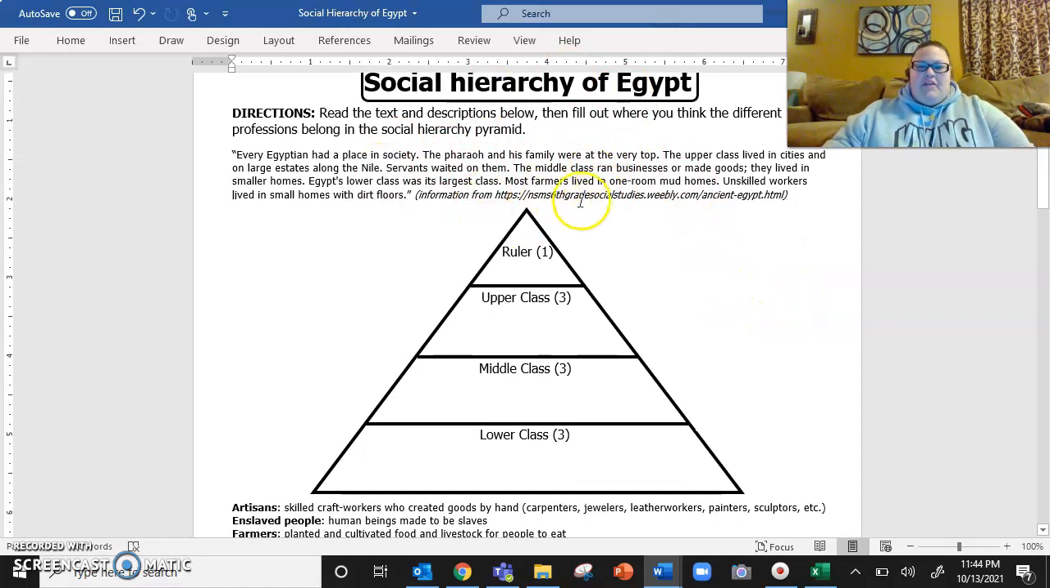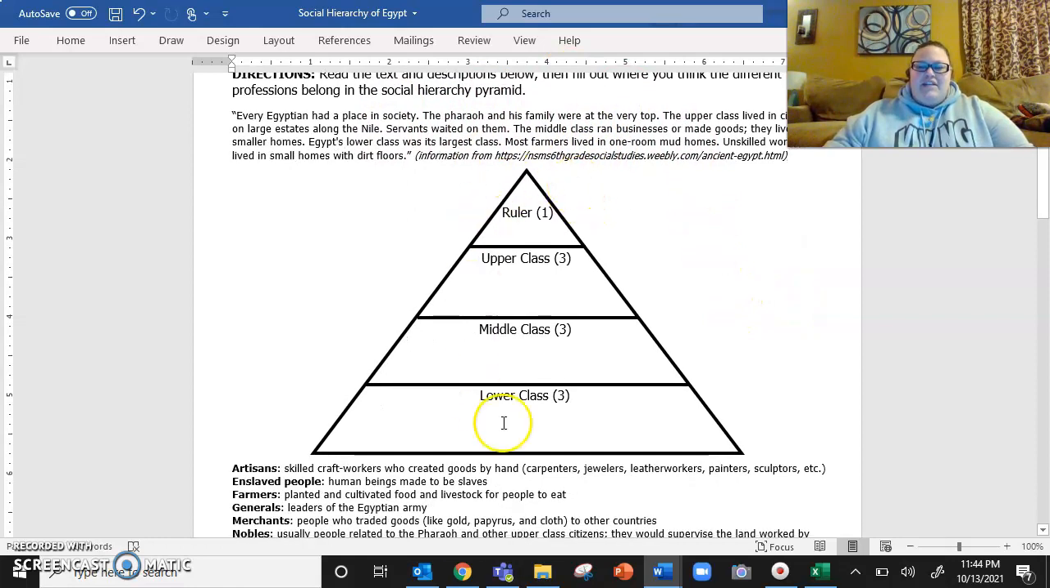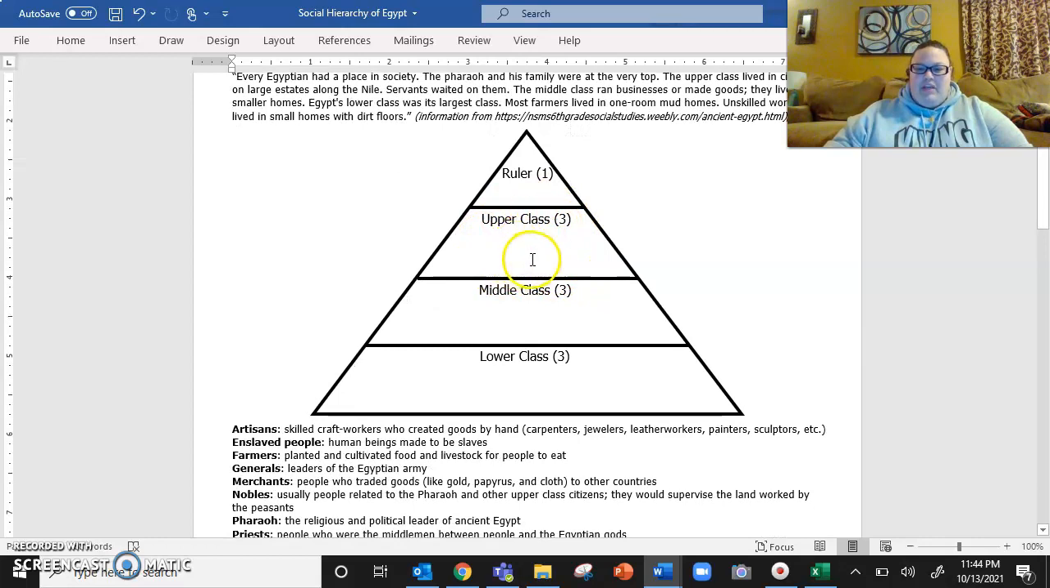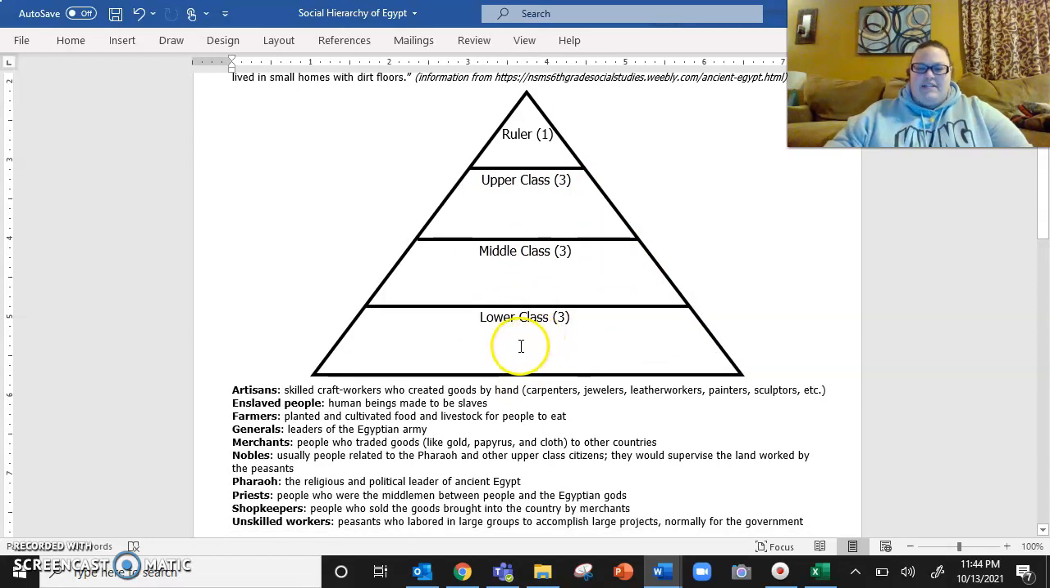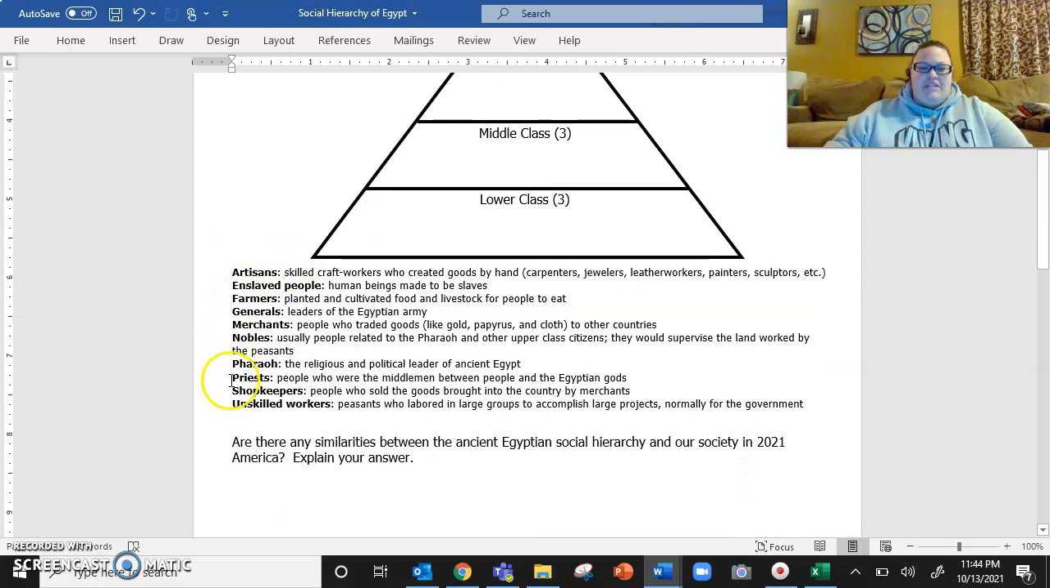So this gives me a little bit of background. I can see from this social hierarchy pyramid that there was one ruler. For this activity, we're going to talk about three professions from the upper class, three professions from the middle class, and three professions from the lower class. Now let's go ahead and read these professions.